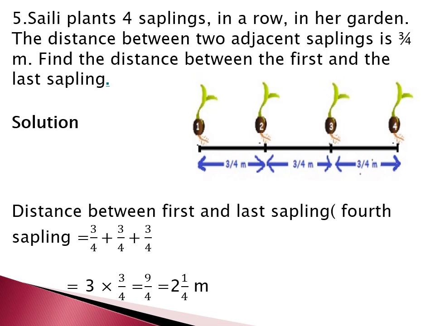So what is the answer there? 9 by 4, which is equal to 2 integer 1 by 4 meter. I think you have understood this question, and it is one of the important questions from the exercise also. So practice these questions. Next question.